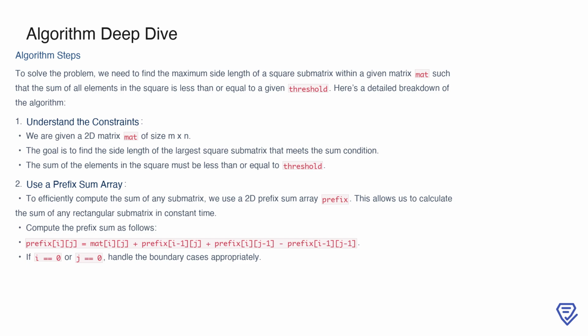The formula for calculating the prefix sum at a cell involves adding the current matrix value to the sums above and to the left, while subtracting the overlapping region. Special care is taken for boundary cases, such as when the current cell is in the first row or column, where some terms may not apply. This pre-processing step sets the foundation for efficient calculations as we search for the largest valid square.